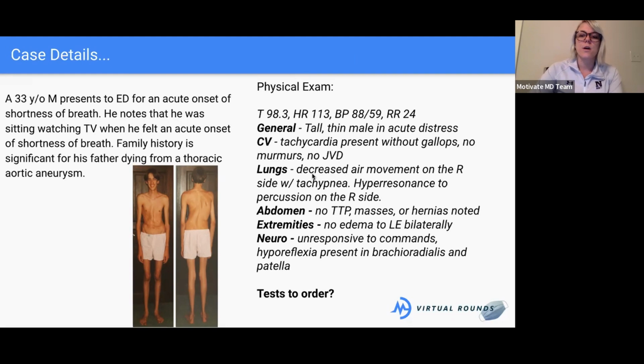He has decreased air movement on the right side with tachypnea, and tachypnea means he's breathing kind of fast. Okay, he has hyperresonance to percussion. So what we're doing is, you may have seen doctors do this at this point in your education so far, you're using your hand as a hammer and you're percussing like this. You see it often on the abdomen. We use it in percussion on the lungs too. And you could do this to yourself. For instance, you could do it right now.